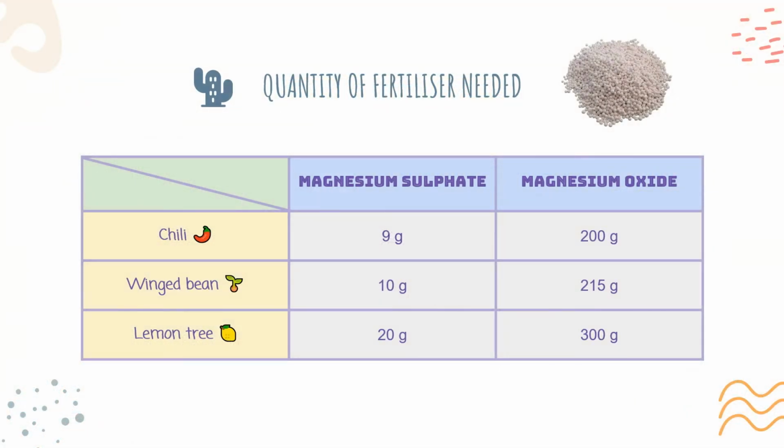Next, quantity of fertilizer needed for each plant. Firstly, chili needs 9 grams of magnesium sulfate but needs 200 grams of magnesium oxide. Secondly, the amount of magnesium sulfate needed for winged bean is 10 grams. Meanwhile, the quantity of magnesium oxide it needs is 215 grams. Thirdly, lemon tree requires 20 grams of magnesium sulfate or 300 grams of magnesium oxide.